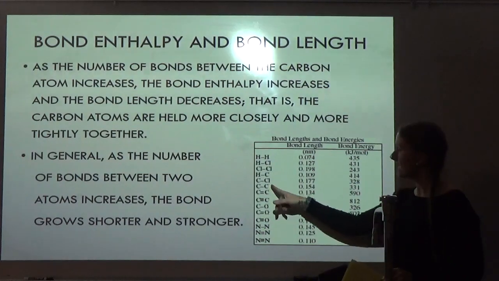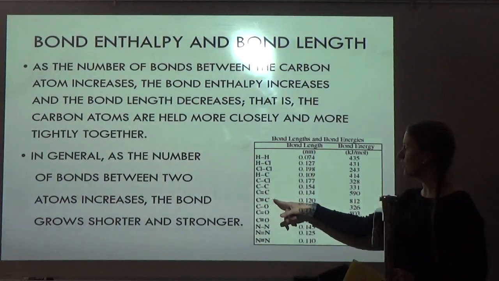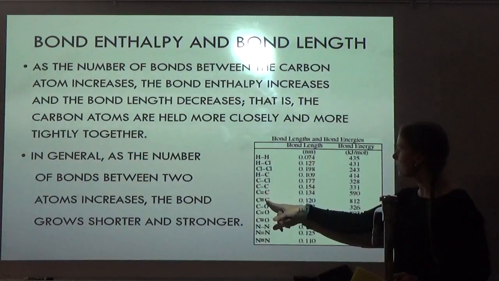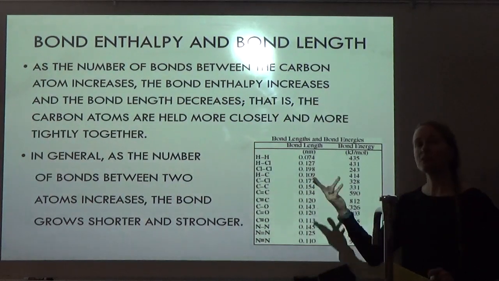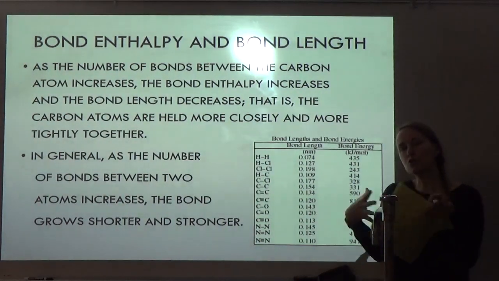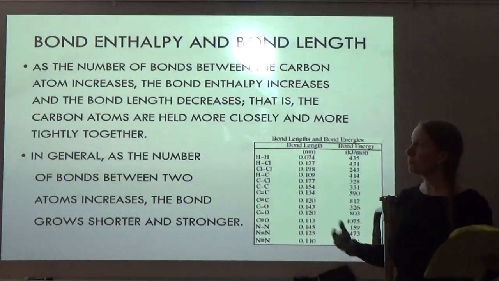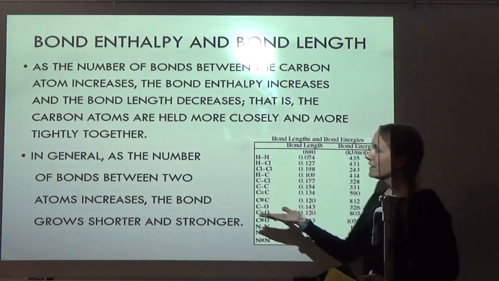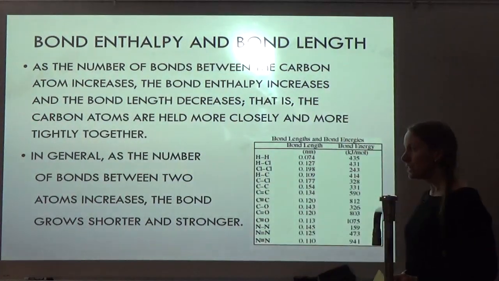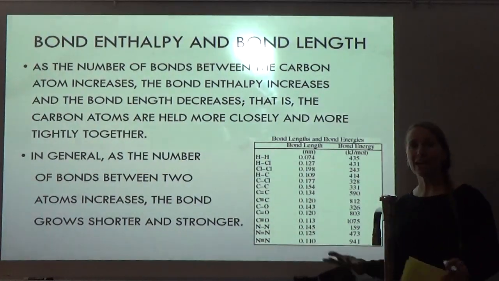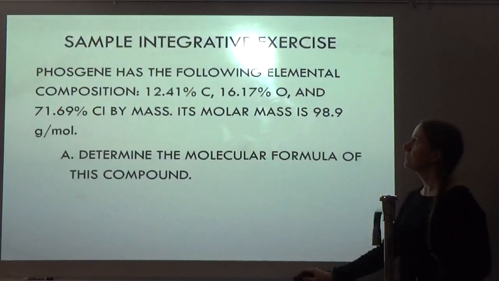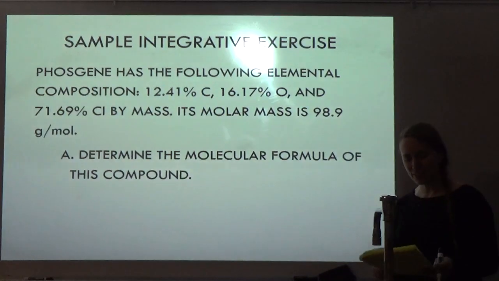Okay, so it doesn't just happen for carbon. They were just talking about carbon, and we have the carbon single, double, and triple bond right here. So as more bonds are formed, they get closer together, and it's harder to break them. In general, as the number of bonds between 2 atoms increases, the bond grows shorter and stronger, which makes sense. All right, yay, we're done with this chapter.